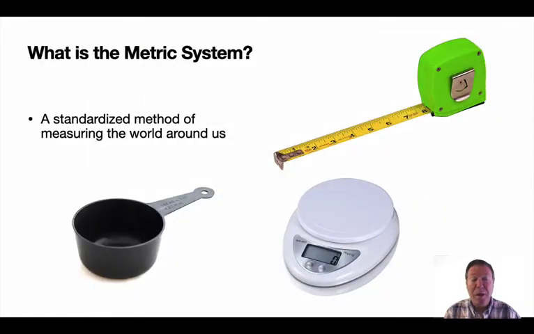Let's get started. What is the metric system? It's a standardized method of measuring the world around us. It would be considered length, volume, and mass. We call mass weight, actually. There's a difference. Mass is the amount of substance there is, and weight is the attraction of gravity, because weight changes from planet to planet.